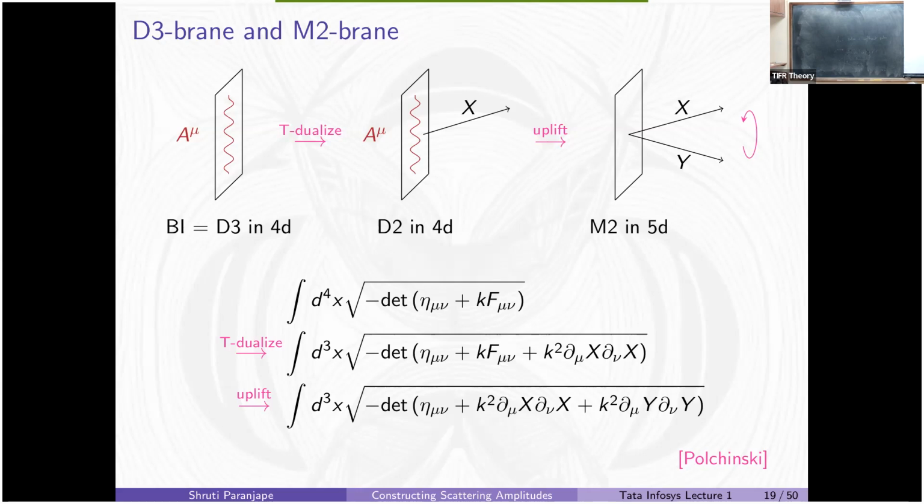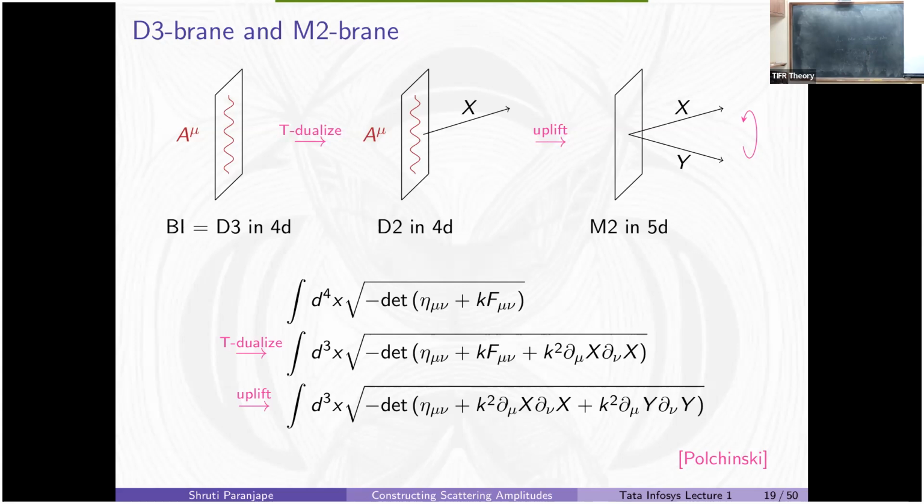Okay. Now, because you are in 3 dimensions, a vector is not really a vector. You can use a Legendre transform to rewrite F as some other scalar, which we call y.